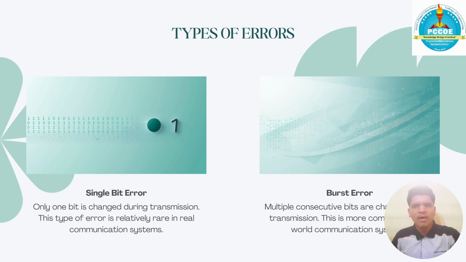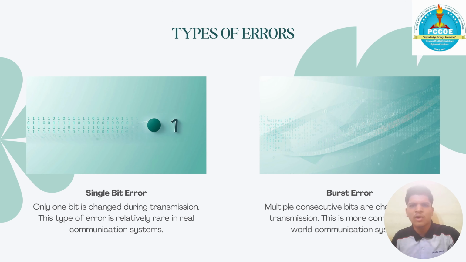Now, errors are of two types. The first is a single bit error, where only one bit in the data changes. For example, 10110010 becomes 10010010. This is relatively rare in serial transmission.